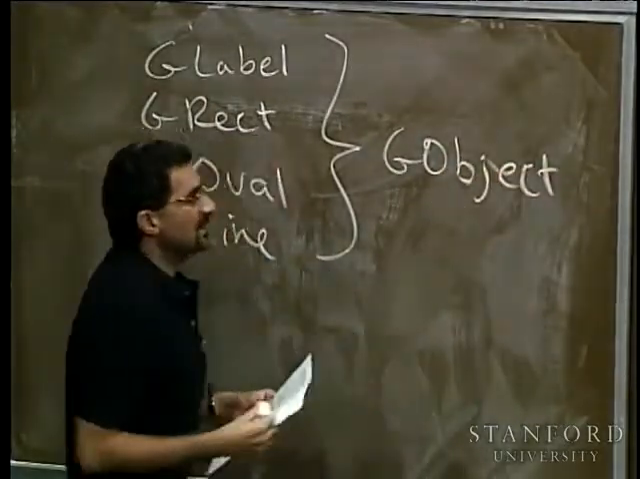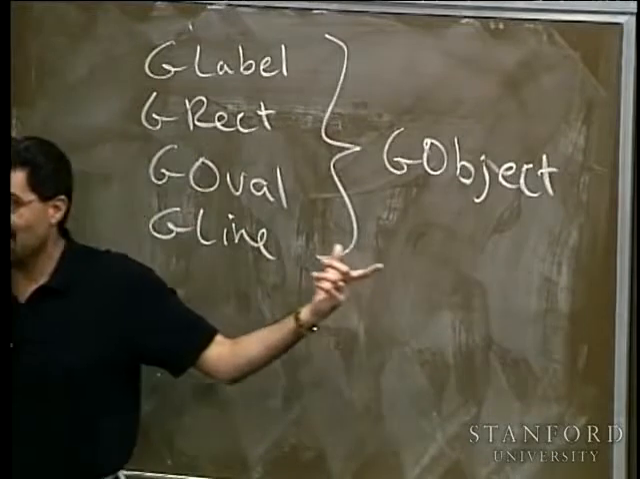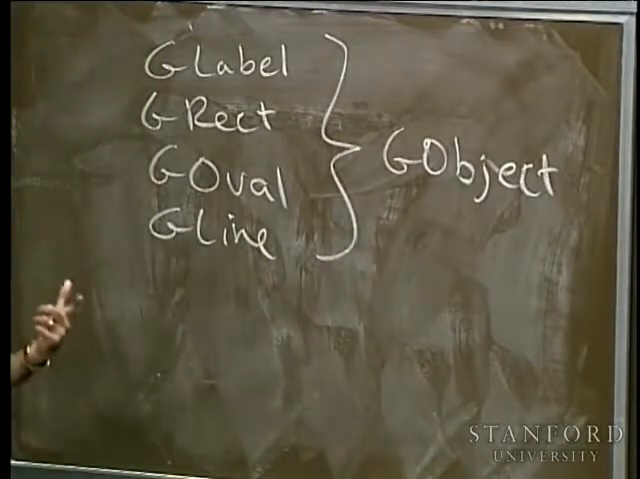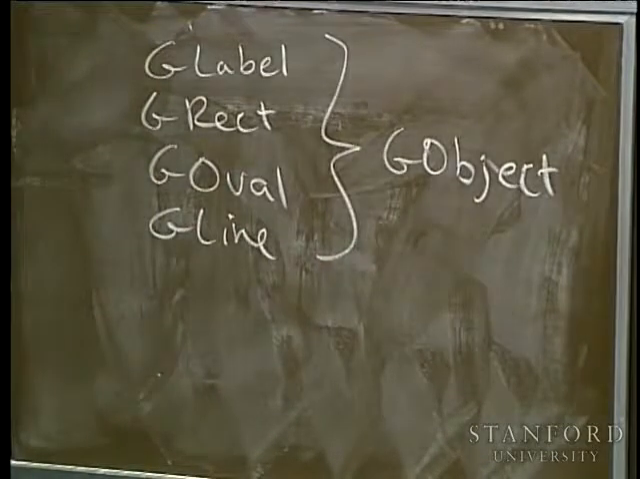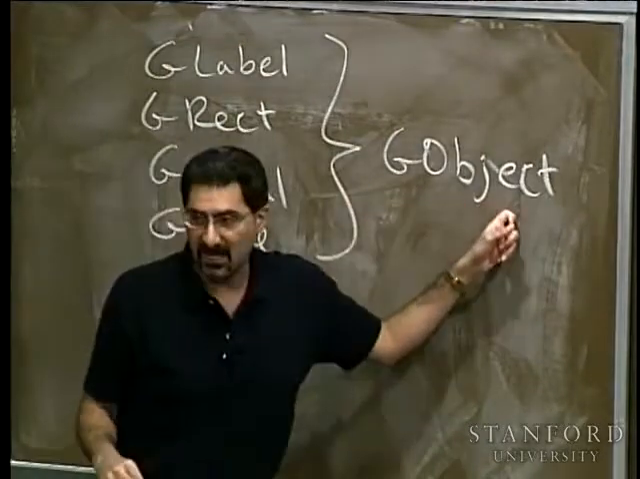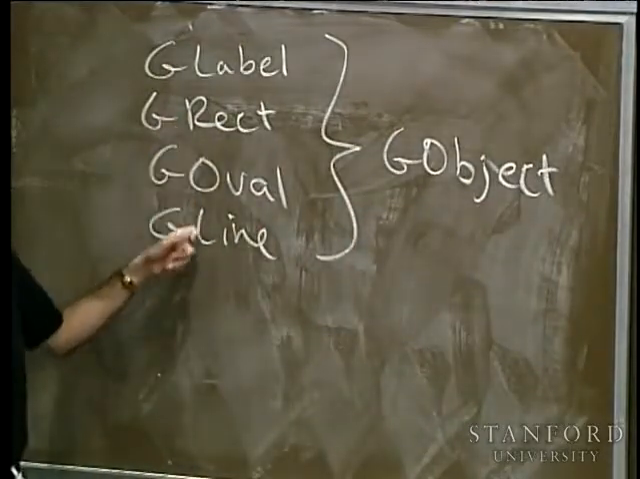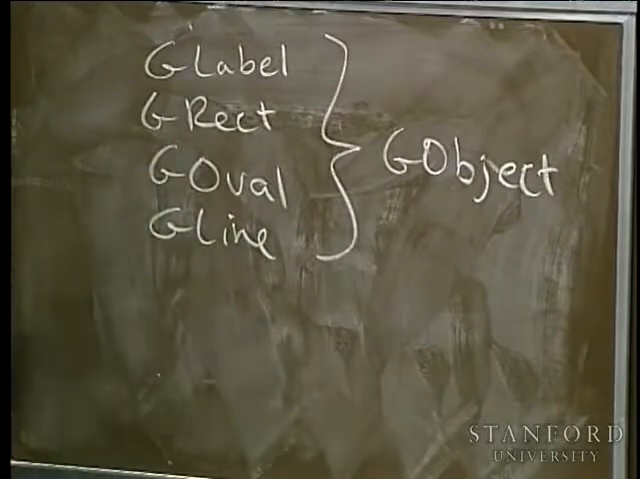GObject is a class. Don't let the name fool you. Some people see GObject and think, oh, that must be an object. No, GObject is a class. It just means a graphics object. And guess what? A rectangle or an oval or a line or a label are all different graphics objects.